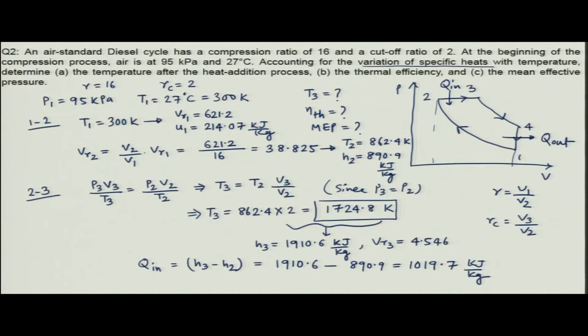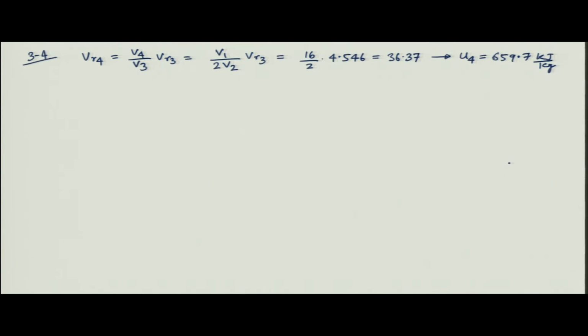Now, if you refer back, this is the heat rejection process and it is happening at constant volume. So, we will have to take the internal energy and it will be U4 minus U1. So, Q out will be U4 minus U1, 659.7, and U1 was 214.07. So, finally, you will get Q out as 445.63 kilojoule per kg. So, that is the Q out.